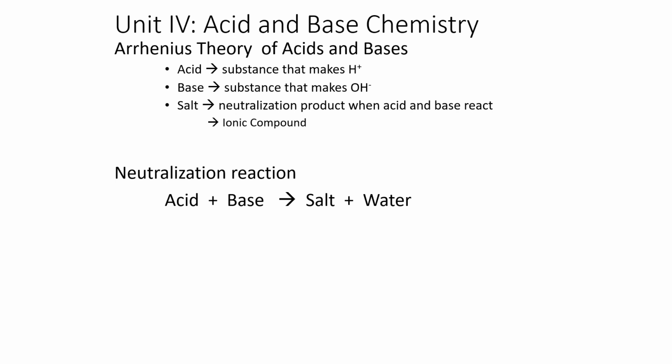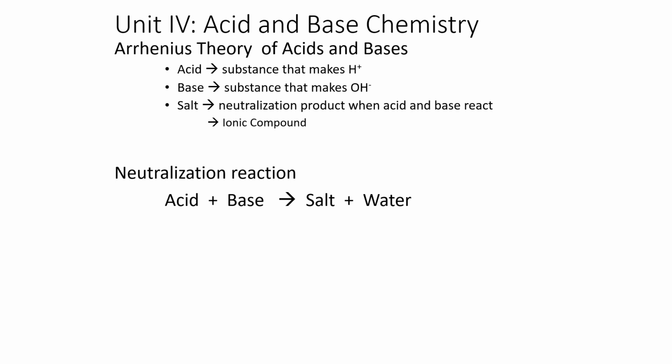In grades 9, 10, and 11, you've been told the Arrhenius theory of acids and bases. This theory says that an acid is a substance that makes hydrogen ions, or H plus ions, and a base is a substance that makes OH minus ions. And a salt is just a product of an acid and base reaction, or an ionic compound. So the Arrhenius theory says that these things contain hydrogen ions.